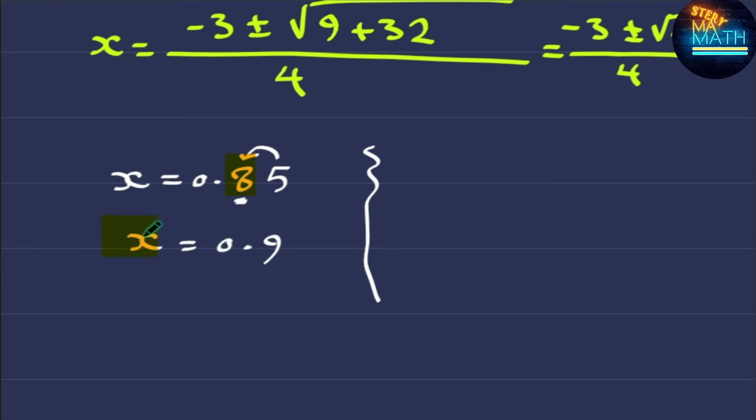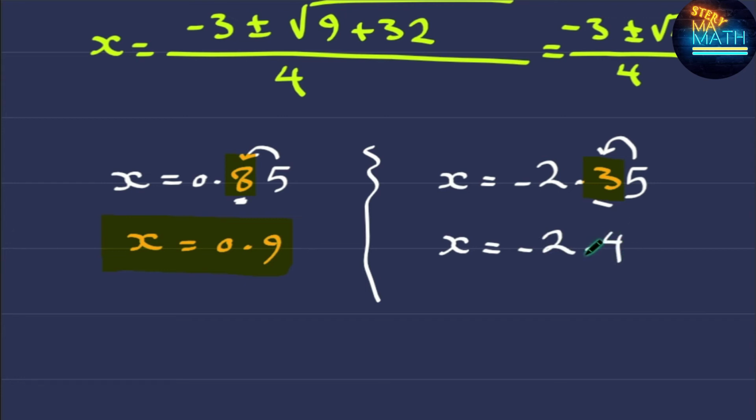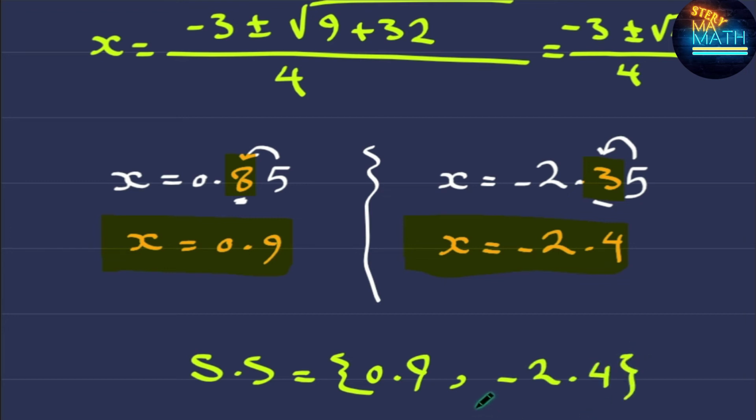All right. On the other side, negative 3 minus the square root of 41 divided by 4 is equal to negative 2.35. Is that in the rounded form? Nope. So we have to round it. Where is the tenth place? Yeah, the tenth place is 3. Looking at the digit to the right of 3, which is 5 also, so you round up. I mean, you will add 1 to 3 to make 4. So it's negative 2.4. So the solution set is equal to negative 2.4 or 0.9.